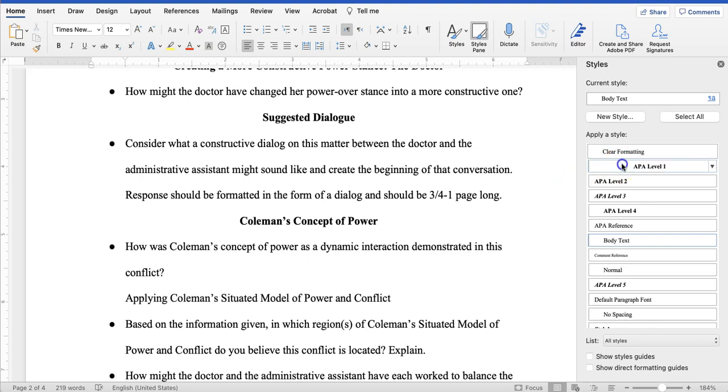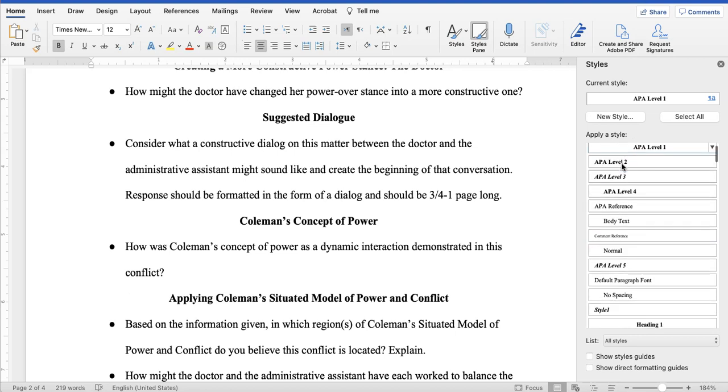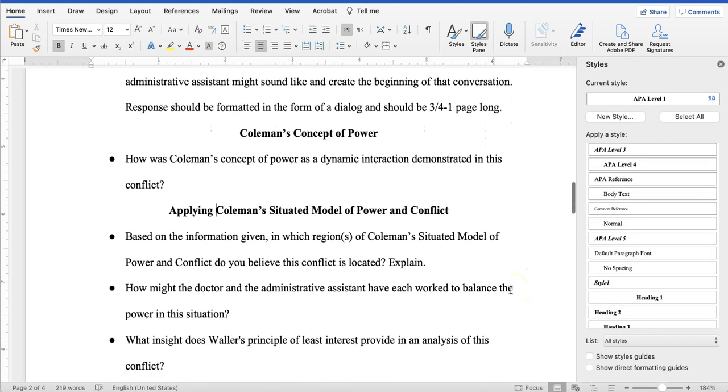And one of the reasons I recommend doing these headings is that as you write them before you write the part of the paper, it helps you determine what exactly you're going to be doing. Because if this heading was just Coleman situated model of power, then it would sound like you were trying to summarize that model, but that's not the purpose here. The purpose is to apply the model here and use it to understand what's going on.